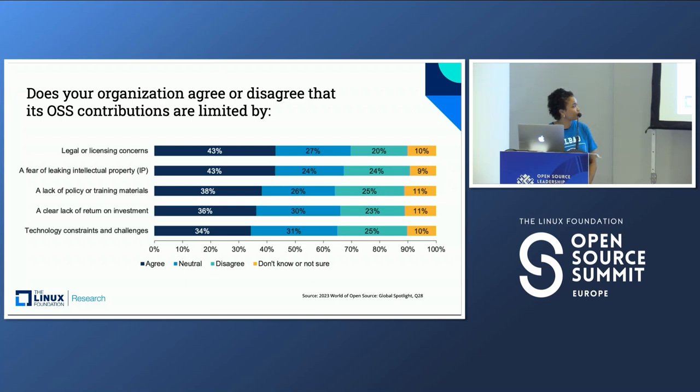where the dark blue is people who agree with the statement. The blue is neutral. This greenish is disagree. Then going down is also fear of leaking intellectual property. Then a lack of policy or training materials. And then actually a clear lack of return on investment is down to the fourth place. Technology constraints and challenges come last.